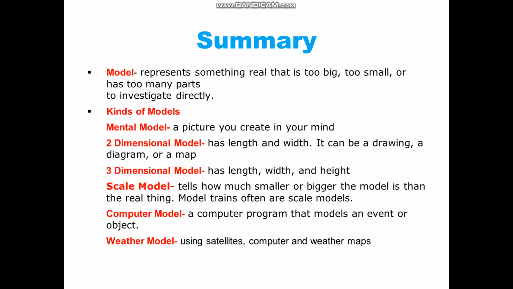And then a three-dimensional model which has the length, the width, and the height. A scale model tells how much smaller or bigger the model is than the real thing. Model trains often are scale models. A computer model is a computer program that models an event or object. And lastly, weather model, which is using satellites, computers, and weather maps in order to warn us and to save our lives.